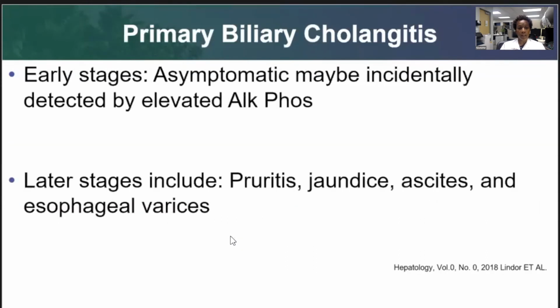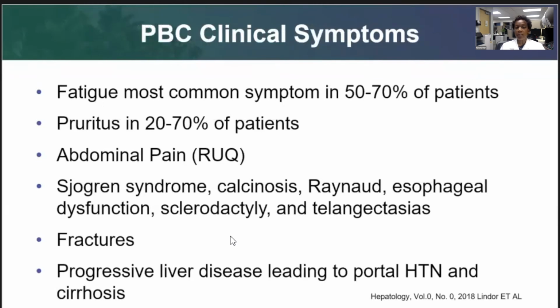Okay. In early stages, a patient could be asymptomatic and may once again have an incidentally elevated alk phos. One of the hallmark features of PBC, though, is that patients complain of severe fatigue, and we'll talk about that. In the later stages, patients complain of pruritus, jaundice, ascites, and become cirrhotic and can even have esophageal varices and portal hypertension. The fatigue is the most common symptom. 50 to 70% of patients have that. Then secondary would be the pruritus. The itching is debilitating for some of these patients. Vague right upper abdominal quadrant pain.